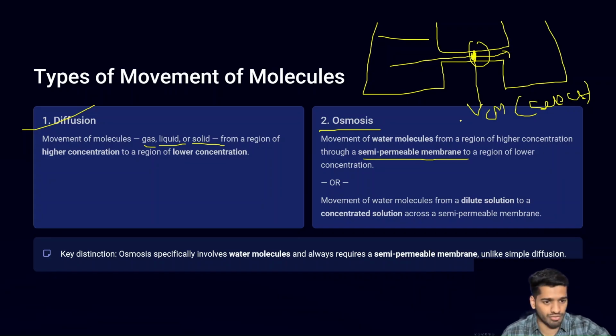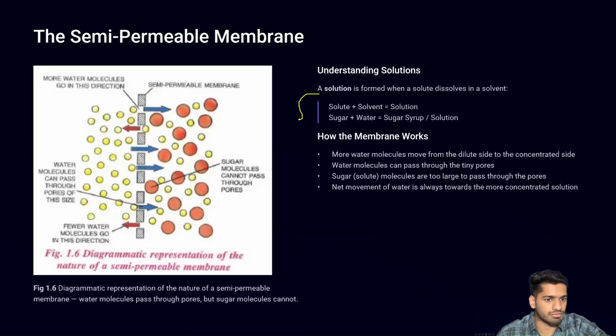Now, there is one more definition, that is this one. To understand this one, you need to understand what is a dilute solution, what is a concentrated solution, what is a solution first of all. So I have given a definition over here. What is a solution? A solution is made up of two things: solute plus solvent. For example, sugar is my solute, water is my solvent. Together they are going to form a solution. That is nothing but a sugar solution. I hope this much is clear.